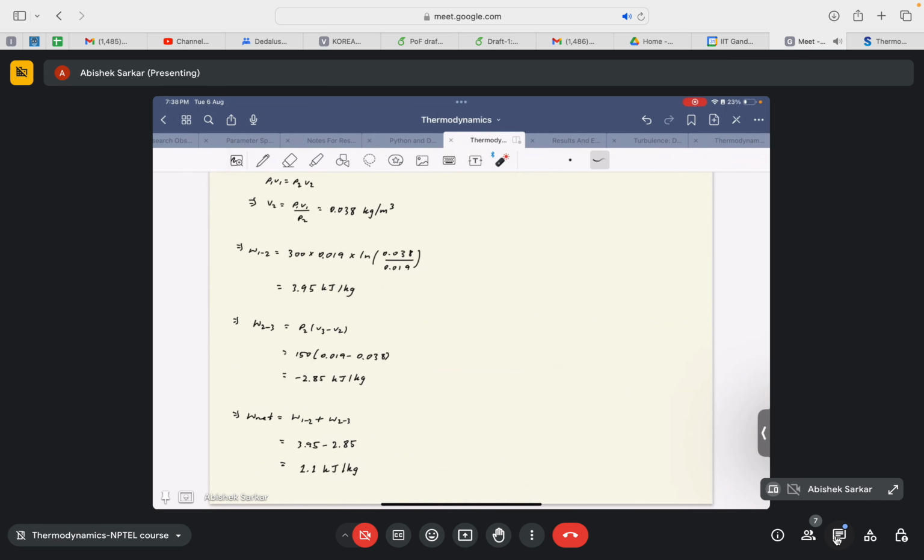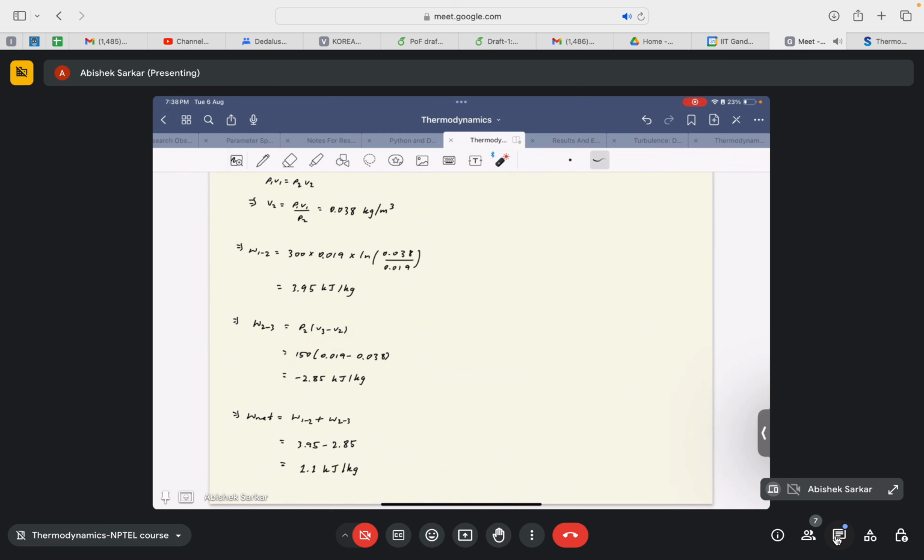But also, if you are confused with the sign convention, just go on and substitute the volumes correctly. Pressure is constant, so it is 150 kilopascal. So work done from 2 to 3 would be P times the final volume minus the initial volume. The final state is 3 and the initial state is 2. So we substitute V3 minus V2.